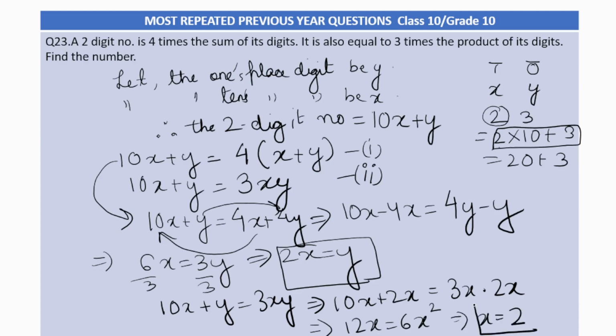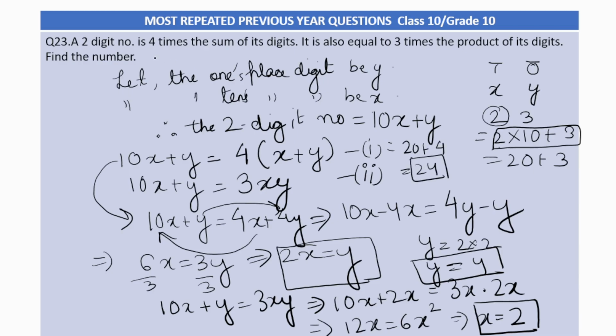So we have found one term. We have found the tens place digit. So y will be double of x. So y will be equal to 2 into 2, which is 4. So y value is 4. So find the number. What will the number be? Here if I write 10 into 2, it will be 20 plus y, which is 4. It will be 24. So the answer here is, the number is 24.